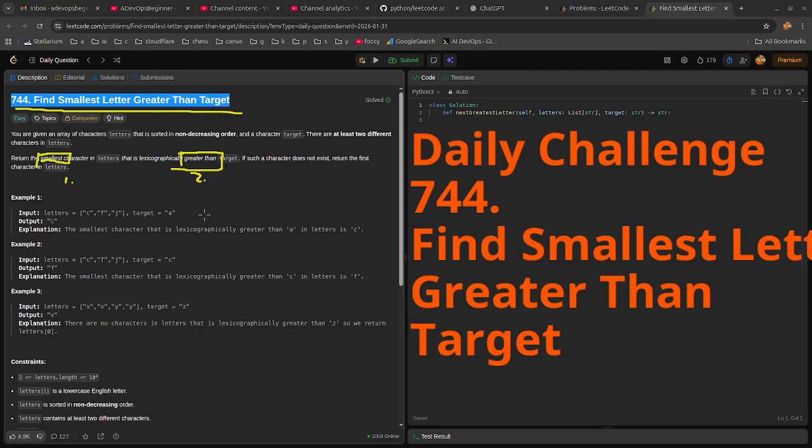The good thing for this problem is that this array has already been sorted, which is going to make things easier for us while we do the looping. We have to go through all the elements in this array until some point we stop. But we can stop at the first letter that is greater than the target. So just a one-time loop is going to resolve this problem.